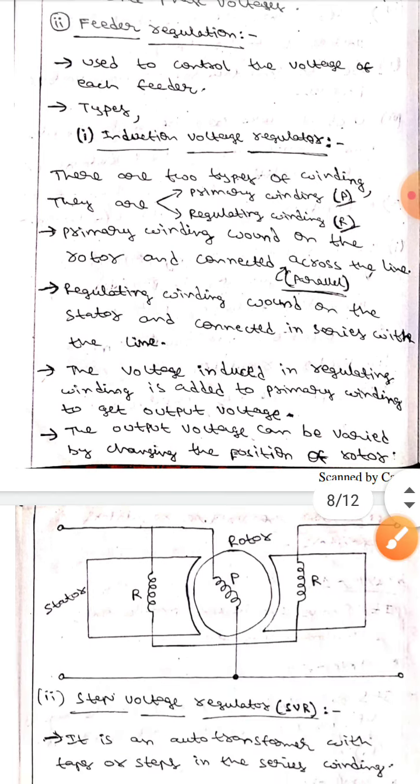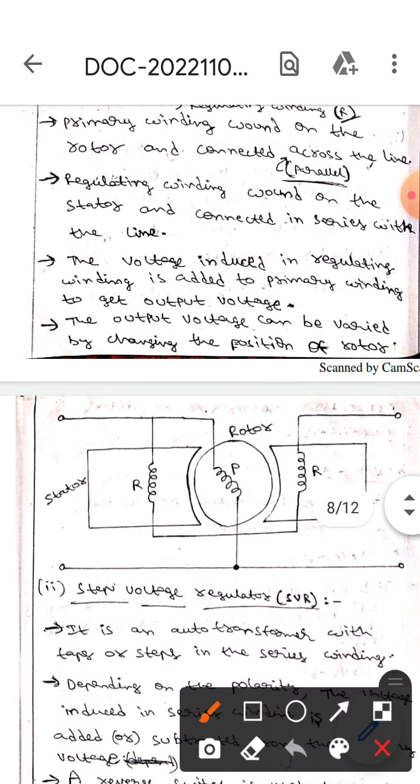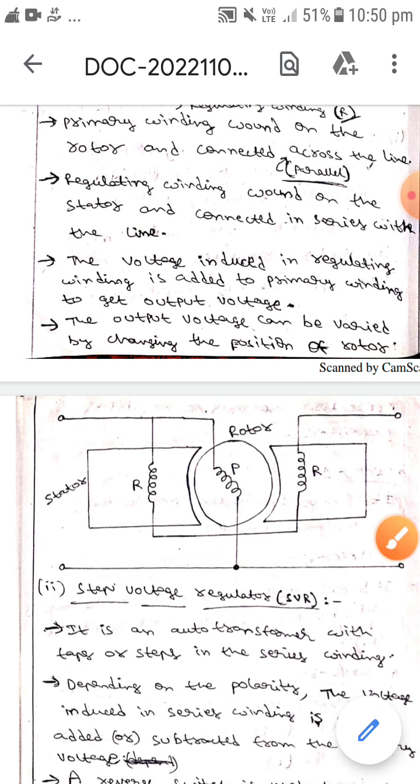Here the voltage induced in the regulating winding is added to the primary winding in order to get the output voltage. The output voltage can be varied by changing the position of the rotor. Here P means primary winding, R means regulating winding. This is the rotor, this is the stator.